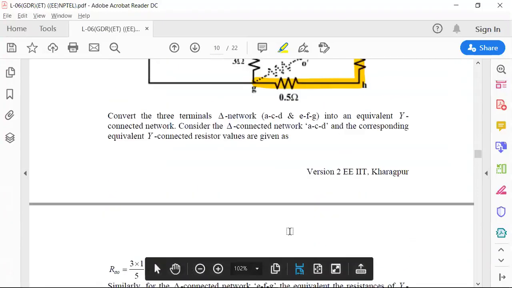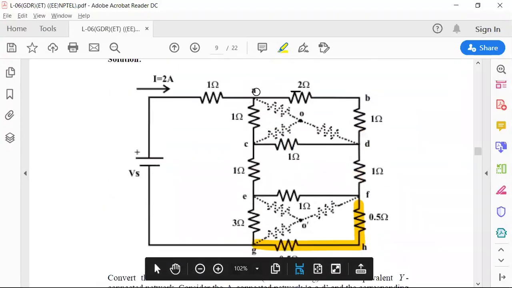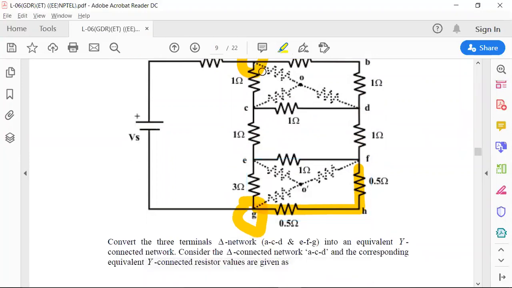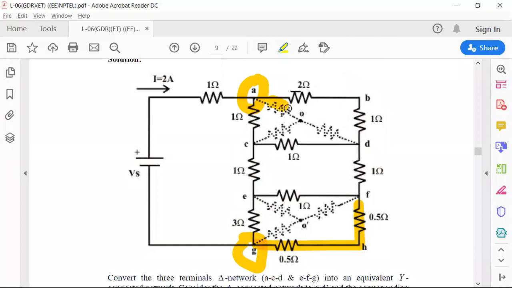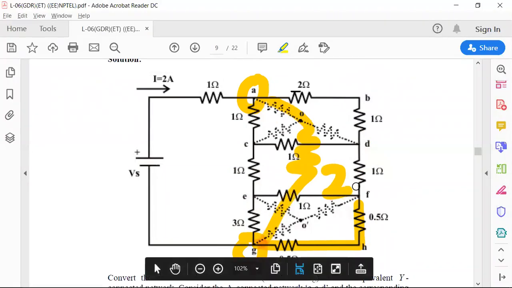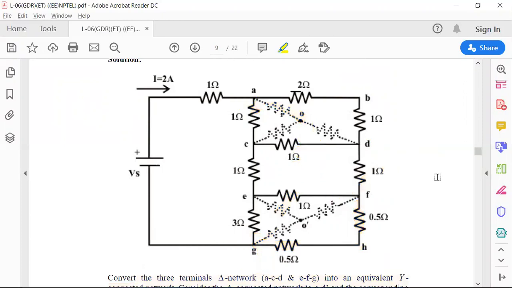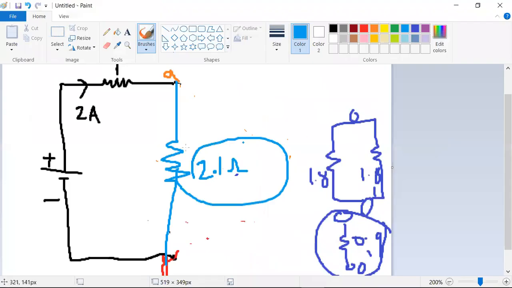Where is A and G? This is A. This is G. Between A and G, the total value of resistance is how much? 2.1 ohm. Just 2.1 ohm. Hope you are clear. So the total value of resistance between A and G is 2.1 ohms.